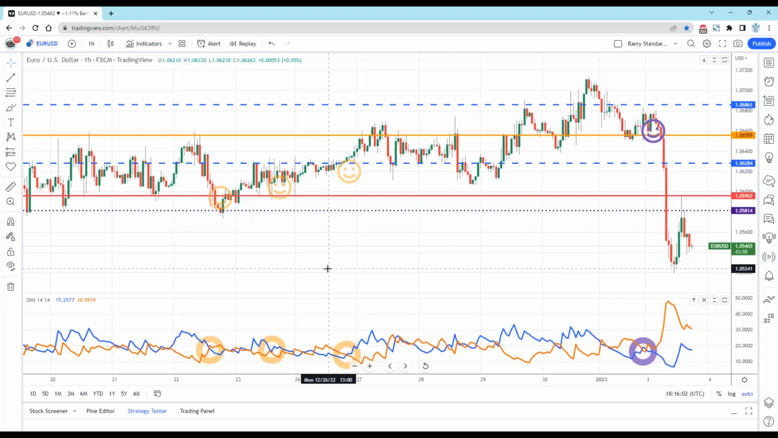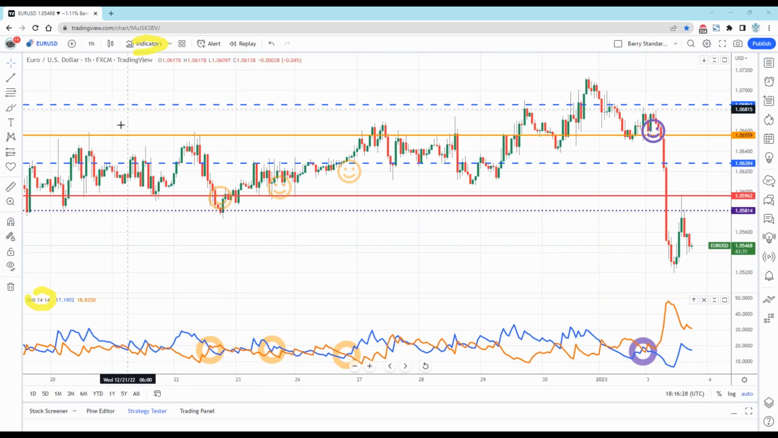Okay. So this is my standard teaching chart. This is a live Euro US dollar chart. Now, on the bottom of the chart, I've already placed a DMI. And all you do is go up to your trading indicator, click on directional movement index, and it's going to drop it down already with a 14-day moving smoothing period or moving average.